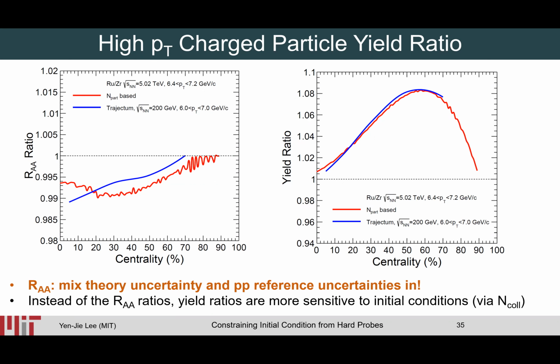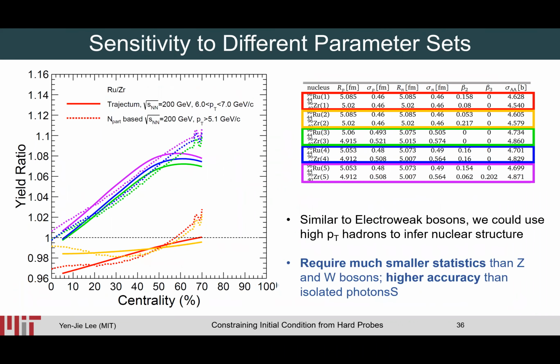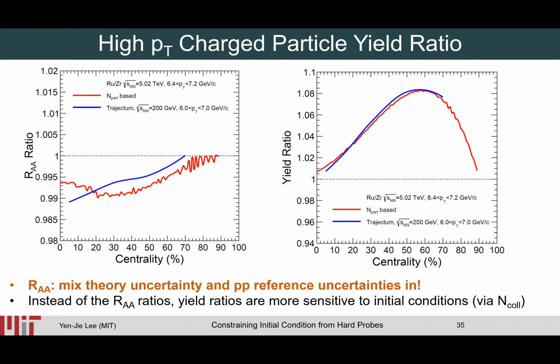So RAA, as we all know, has theoretical uncertainty and pp reference uncertainties in it. Instead of the RAA ratio, we should really look into the yield ratio. They are much more sensitive to the initial condition. So why is there still pp reference uncertainty for the RAA ratio?